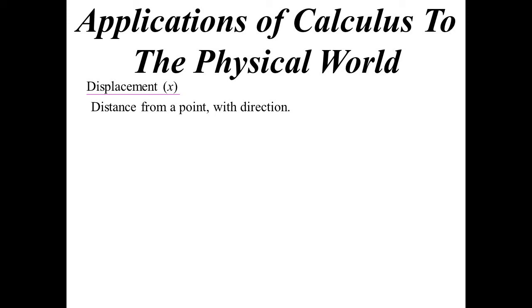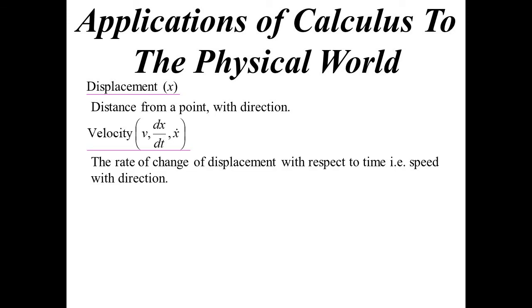I think in physics they use s, don't they, for displacement? But it's distance from a point but with some direction. So plus or minus tells us in which direction. Velocity, v, obviously. But now we know also that it's the rate of change. We could write dx/dt. It's the first derivative of displacement with respect to time.